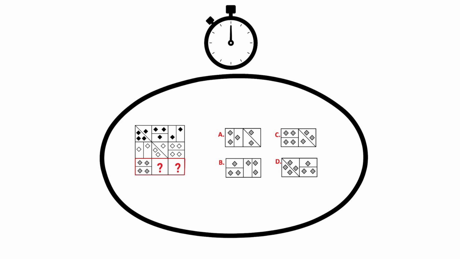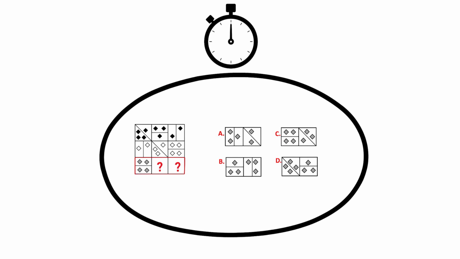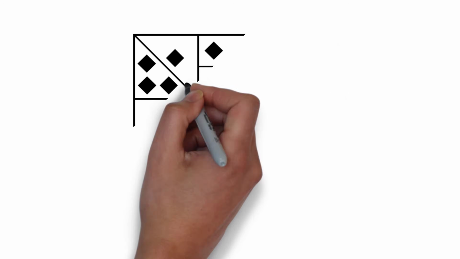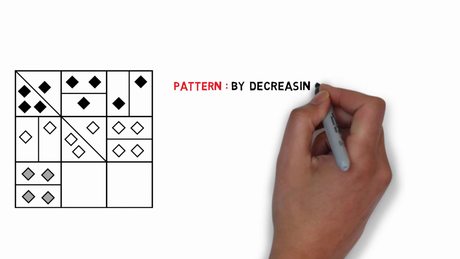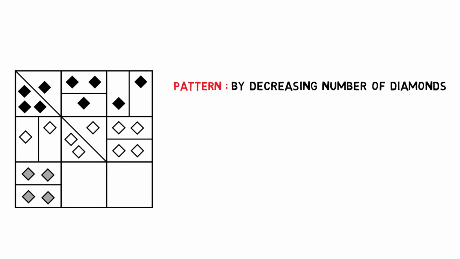Are you ready? Let's continue to see how we can get to the correct solution together. As I mentioned, the answer to this question is very simple. The pattern is represented in each row by decreasing number of diamonds. Let's look at the top row. You see that the top left square contains 4 black diamonds. The middle square in the top row contains only 3 diamonds. And then the right square in the top row contains only 2 diamonds.